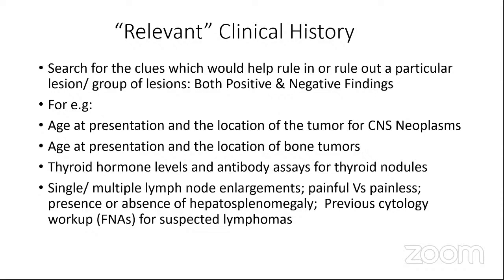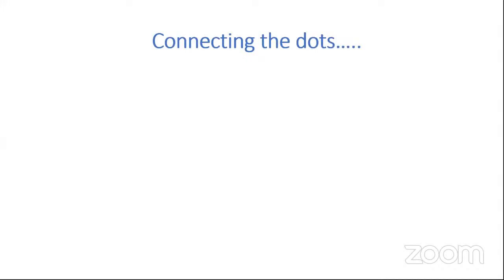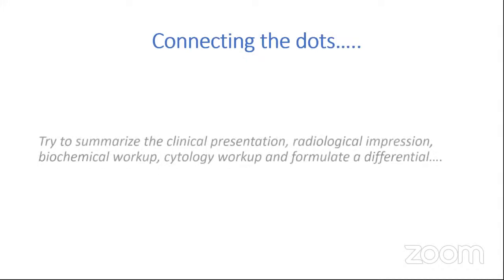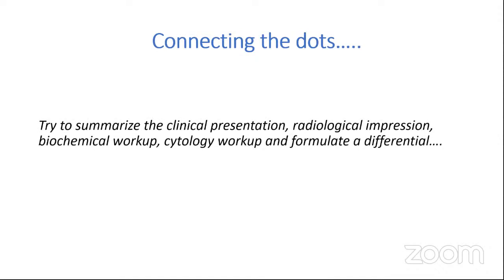In the evaluation of lymph nodes, whether it is a solitary lymph node, whether it is painful or painless, and whether other elements of the reticuloendothelial system like the liver and the spleen are enlarged, would give you useful hints, along with the FNA workup if available, to think of a possible lymphoma or a reactive lymph node lesion. And finally, the entire amount of information that you get from the clinical history or from the clinical presentation has to be summarized to formulate a differential diagnosis.